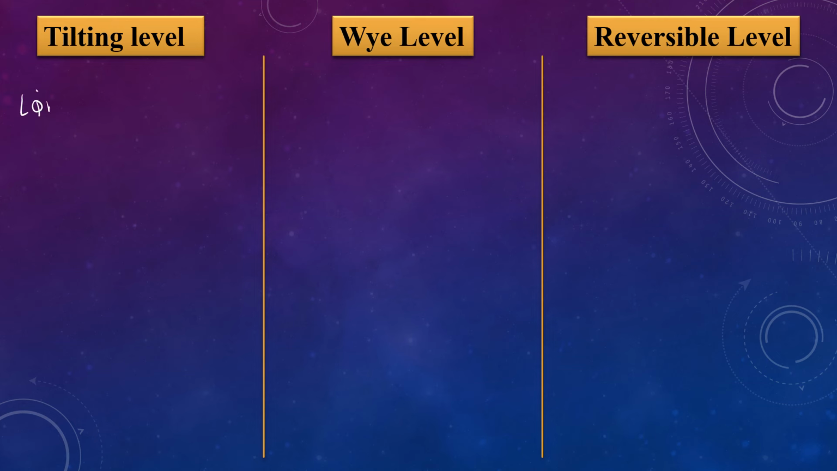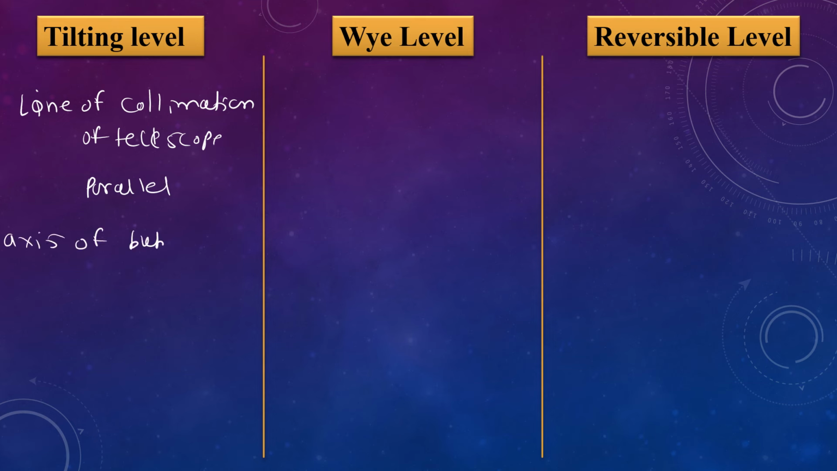Line of collimation of telescope is parallel to axis of bubble tube. So this is about the tilting level. In case of tilting level, the leveling is done quickly. So here quick leveling is done.